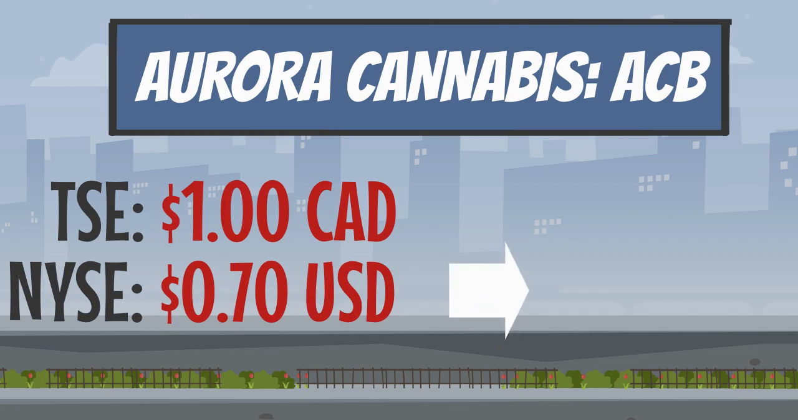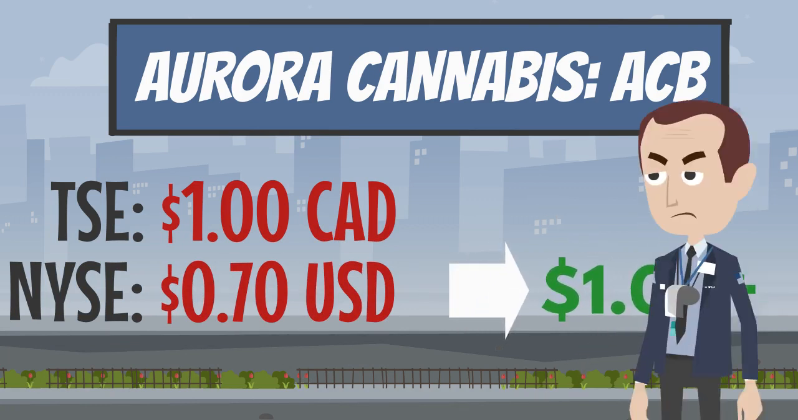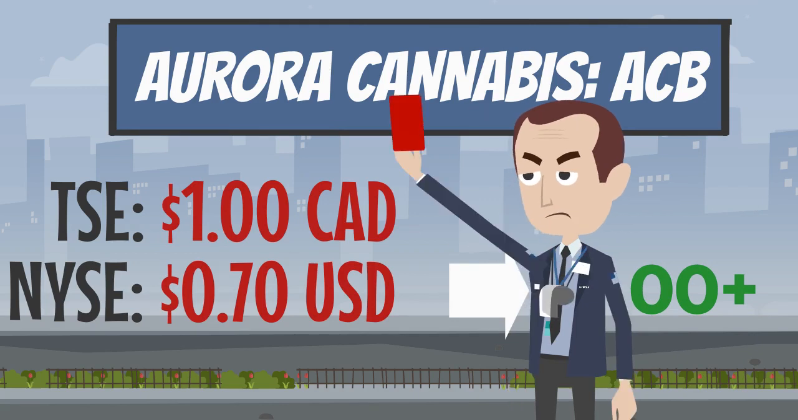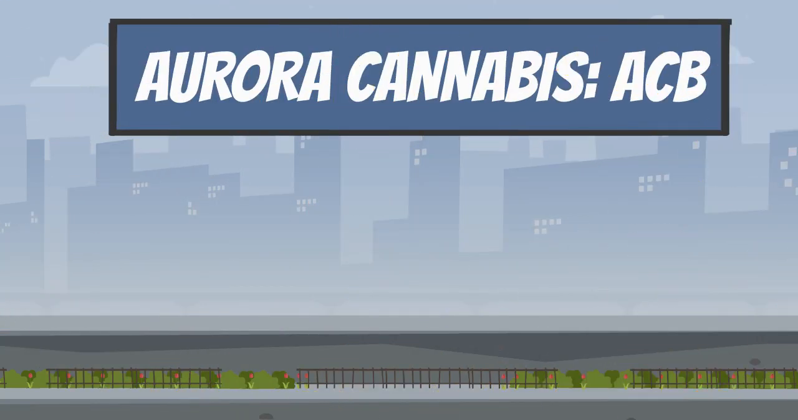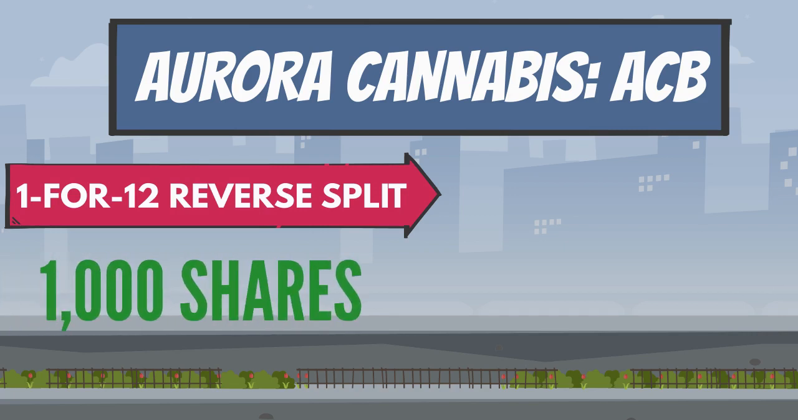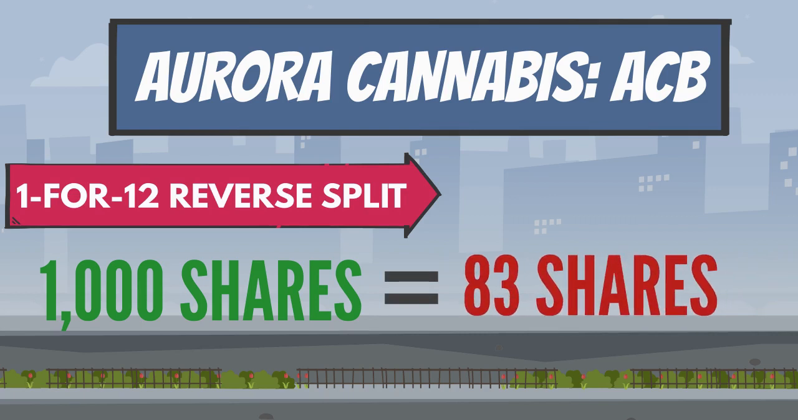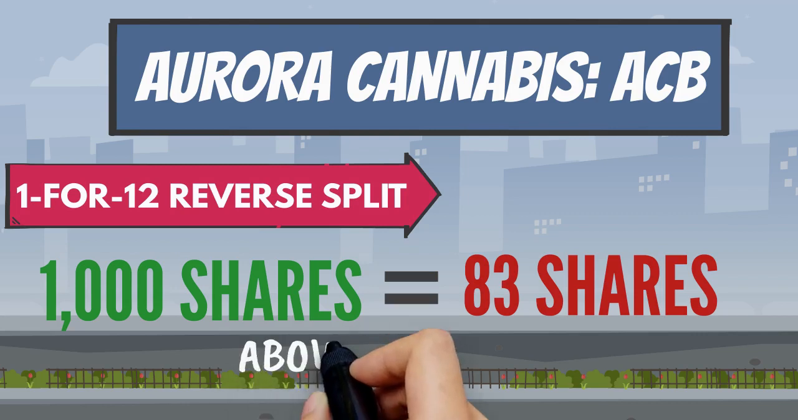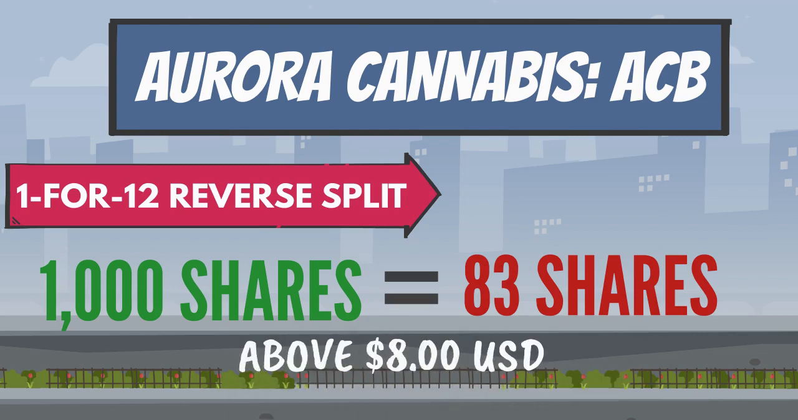So in order to maintain their status, Aurora must increase their share price to above $1 or suffer a forced delisting from the exchange. So in response to this, they've announced that they will be going through a 1-for-12 reverse stock split. So for an investor that currently holds 1,000 shares, for example, this now means that their total holdings will be reduced to 83 shares. Now, the reverse split could increase the share price to around $12 Canadian or about $8.40 US, allowing them to maintain their New York Stock Exchange listing and now source additional financing.